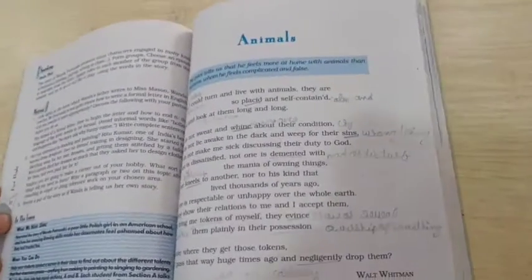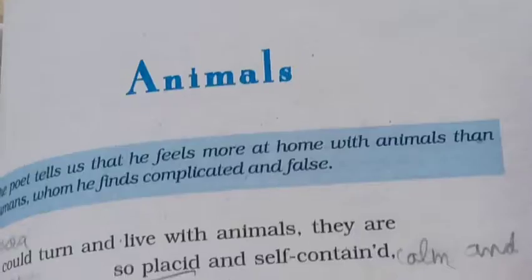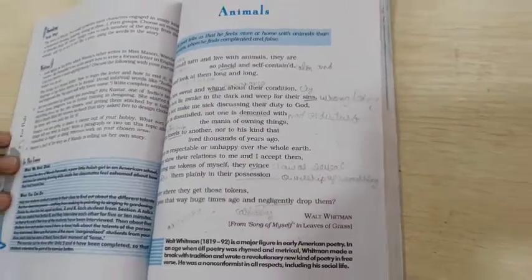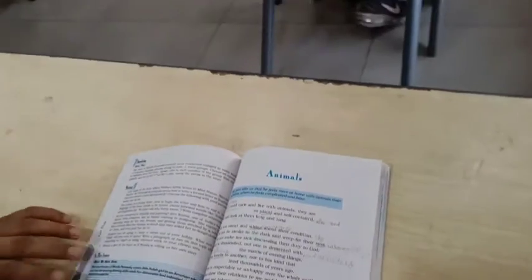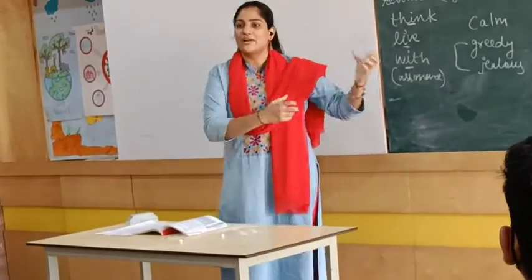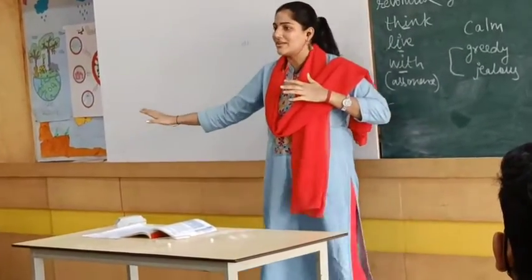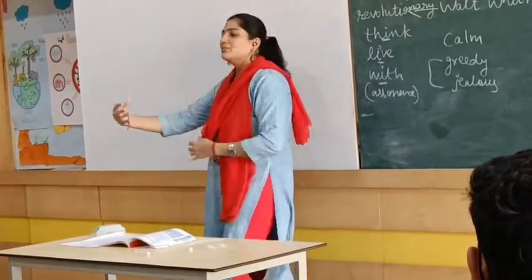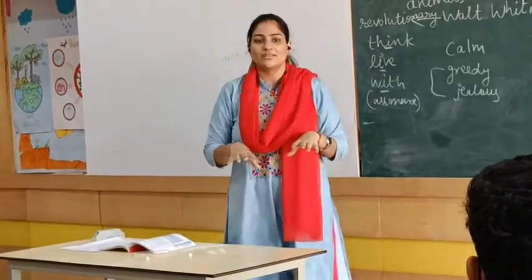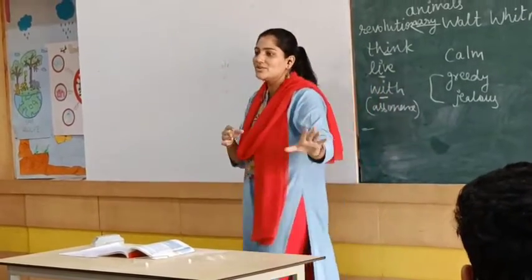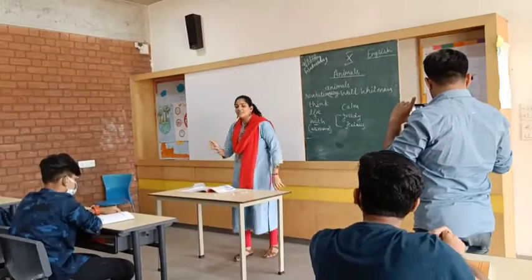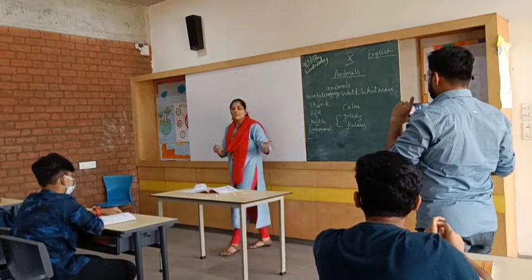They do not make me sick discussing their duty to God. So the poet is telling that animals are so calm and satisfied that they do not even possess something, saying this is mine, this is not mine, I will not touch it. Animals, wherever you tie them, they will be there. Whatever you give them to eat, they will eat. They will not say, this is not my food, this is your biscuit, I will not eat it. They are not discussing anything with any other animal or anyone else.